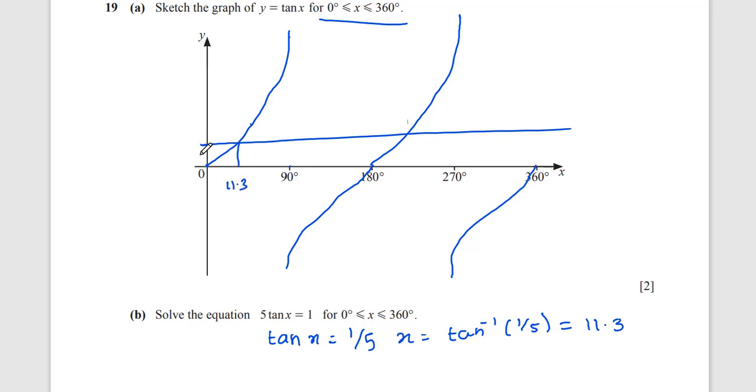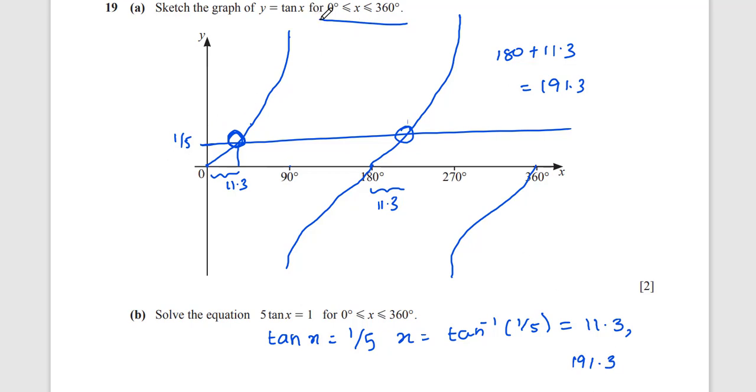So this 1 by 5 we are getting at two different places, here and also here. This distance is 11.3, so from 0 it is 11.3 degrees. Same way here, when you are having 0 at 180 degrees, from 180 degrees you should add 11.3 to get this value. So 180 plus 11.3 is 191.3. So tan inverse of 1 by 5 is 11.3 and 191.3.